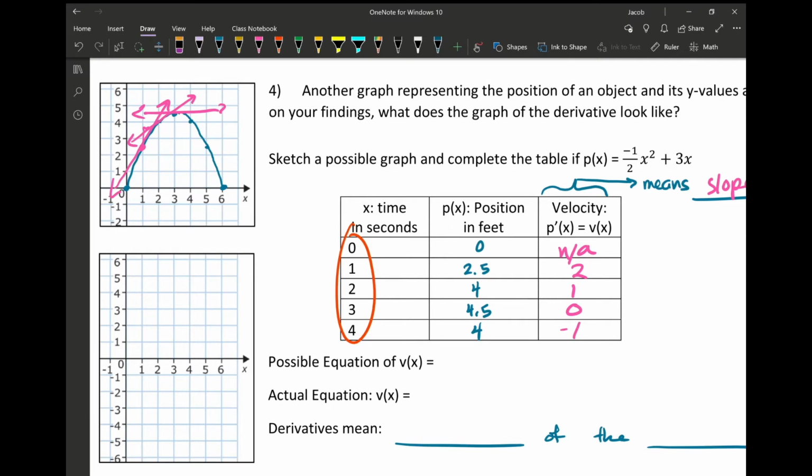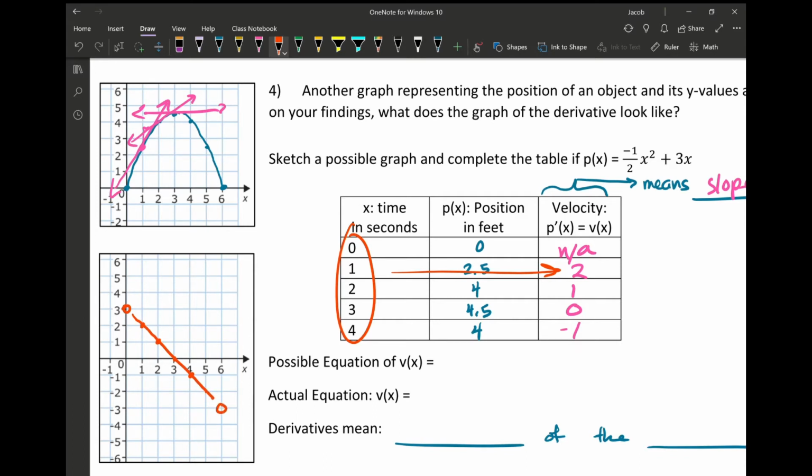So for 0, we don't have anything, so I'm just going to leave an open circle if I can find a good place to put it. But at (1, 2), that's where I'll draw my first point. And then (2, 1), (3, 0). Okay, we get the pattern. Open circle there at 3. All right, cool. So this is the slope in the open circle down here.